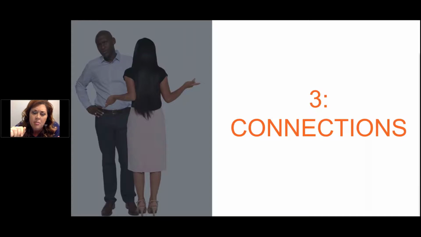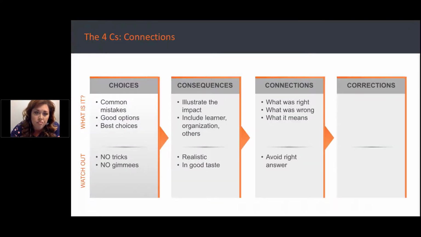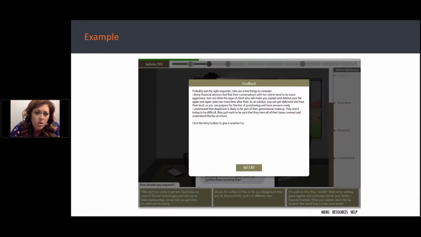Another kind of big mistake that we make is that we don't provide people the opportunity to stop and reflect about what happened. And it's that reflection that helps them transfer the knowledge into long-term memory. So we need to provide it, and that's what connections are about. So connections are about what was right, what was wrong, and what it means. As we're walking a learner through that, though, we really should try to avoid giving them the right answer. We're really quick to surface that up without letting them do the work on their own. I have quite a few examples in this section to show you.